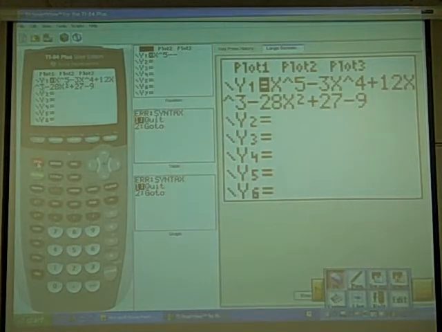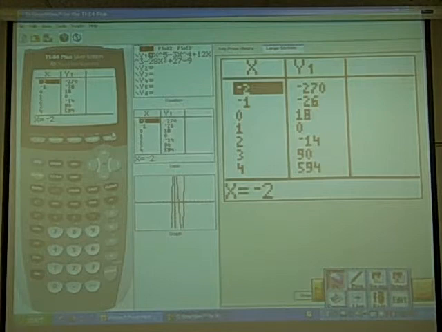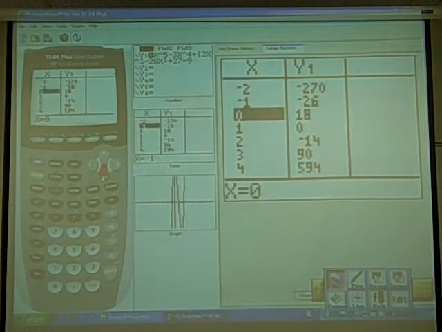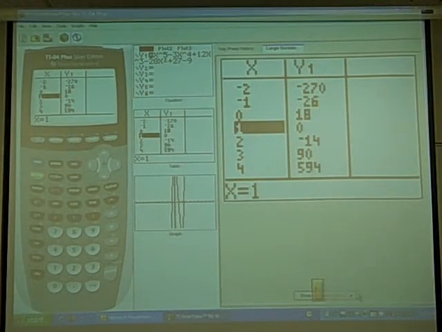Okay, so we look at our second table, and we're looking for plus or minus 1, plus or minus 3, and plus or minus 9. Well, here's 1. We can use 1 as our first 0. Alright, so we know 1 is a 0.